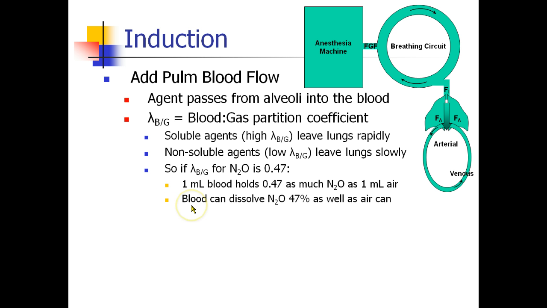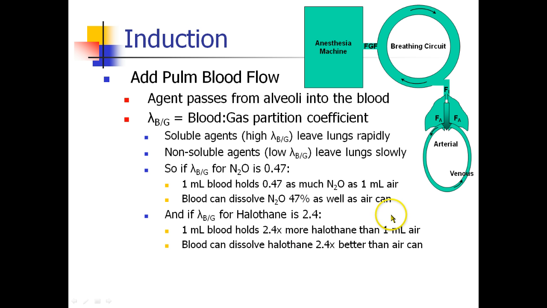So let's look at some examples. I just want to make this as practical and tangible as possible for you. The blood gas partition coefficient of nitrous oxide is 0.47. And we can think of this in different ways. We could think of this as meaning a milliliter of blood holds only 0.47 as much nitrous oxide as a milliliter of air. About half as much nitrous oxide. Or we could say blood dissolves nitrous oxide only about half as well as air does.